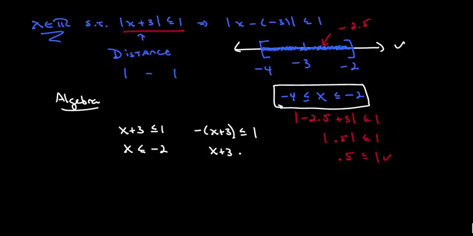Now over here, when we go to solve this one, multiply both sides by -1. We get x plus 3, and we have to rotate the sign because we're multiplying by -1. And so now we'll subtract 3 from both sides, and we'll get -4. So x has got to be greater than or equal to -4.